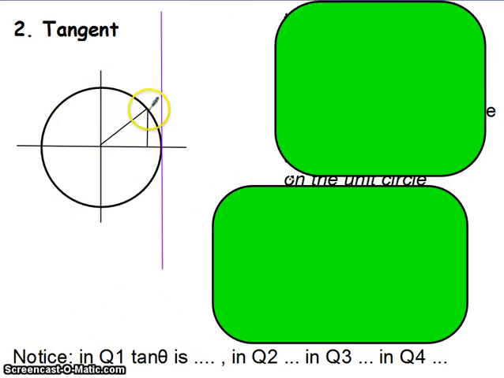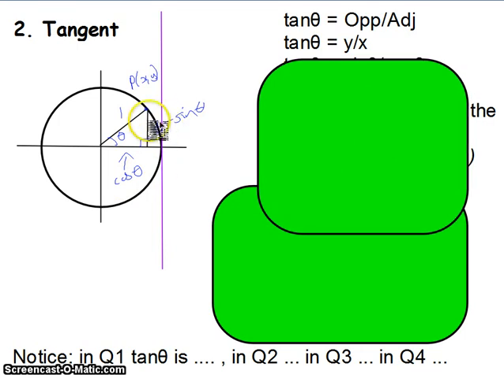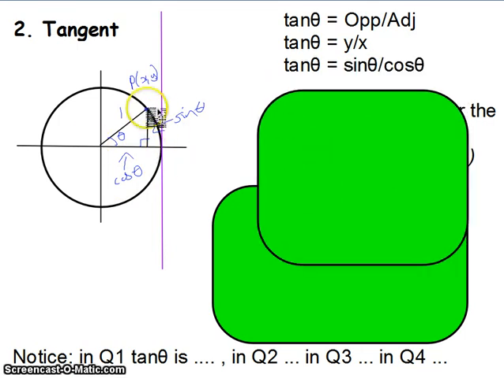Okay, now for tan theta. Again, if we had our point there, point x, y, we have our radius of 1. We now know that this is sine theta and this side is cos theta, and that's theta there. Well, tan theta is defined as the opposite side over the adjacent side in a right angle triangle. Okay, well the opposite side is sine theta and the adjacent side is cos theta. So tan theta is the y over the x, or sine theta over cos theta.